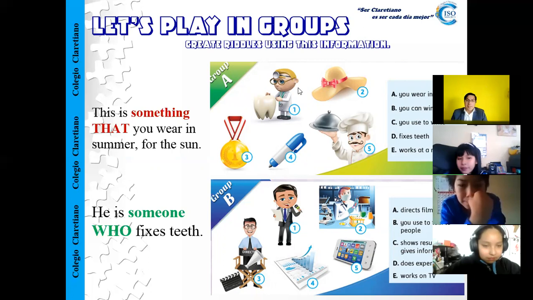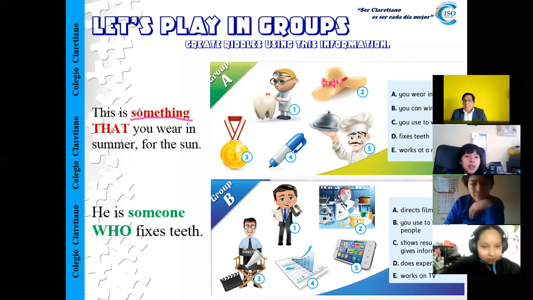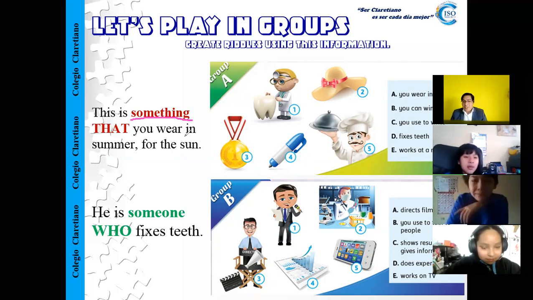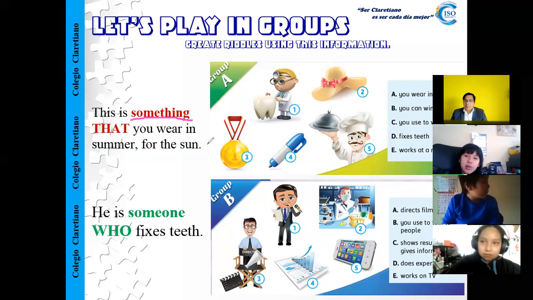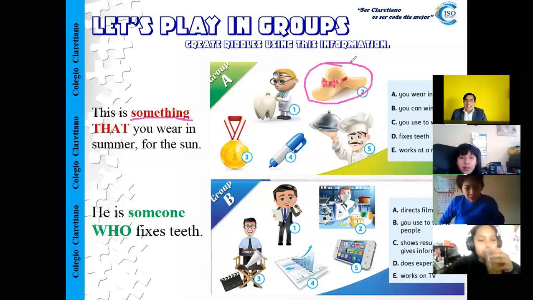For example, this riddle is about an object. Who can tell me the answer for this riddle? This is something that you wear in summer for the sun. What is it? It's a hat. It's a hat. Very good. The answer? It's a hat.